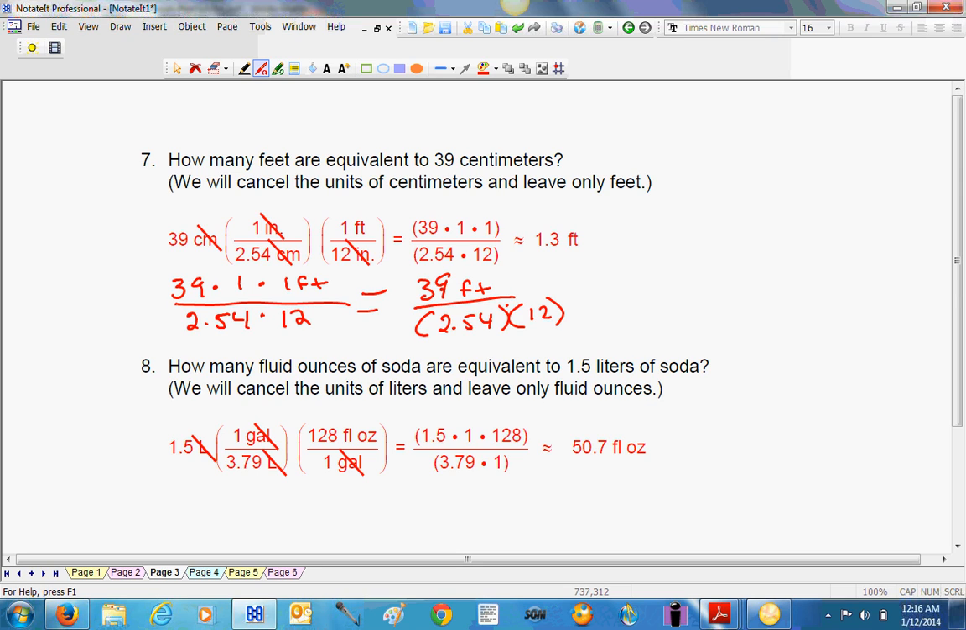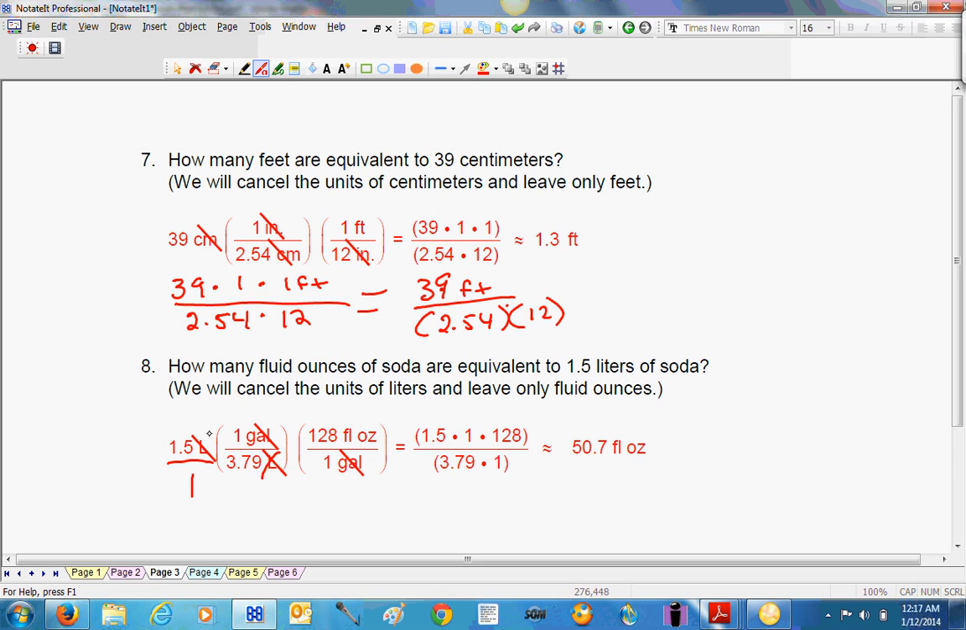Okay. Now, number 8. That's the very last one we're going to do in this particular series. But we're using the information that we were given. How many fluid ounces of soda are equivalent to 1.5 liters? Again, what are we trying to do? We will cancel the liters so we can have only fluid ounces. So 1.5 liters on the outside. We go back and we see that in order for these liters to cancel, liters are on the top, liters need to be on the bottom, and the 1 gallon to 3.79. And we can cancel out our liters.